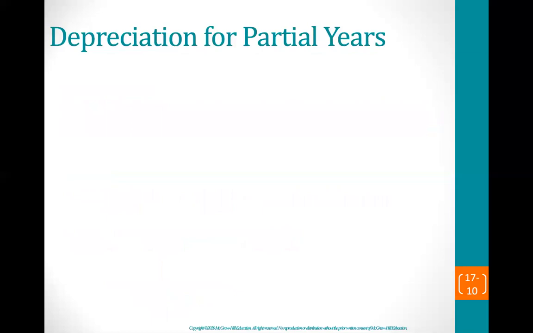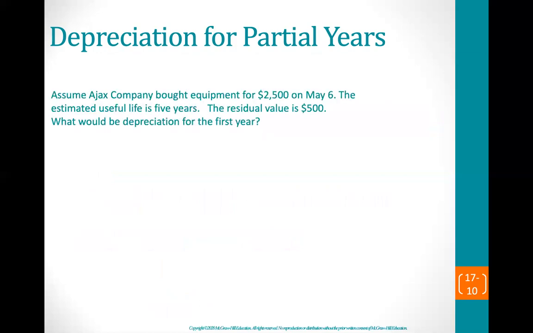Now, what if we don't buy the asset on January 1st? What if we buy it throughout the year? Well, the calculation is the same. However, you can only take depreciation for the number of months that you owned it in the first year. For example, same example, Ajax Company bought the equipment for $2,500, but this time they bought it on May the 6th. The estimated life is 5 years and residual value is $500. What is depreciation for the first year?